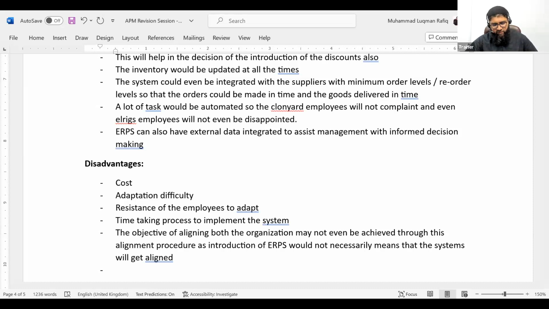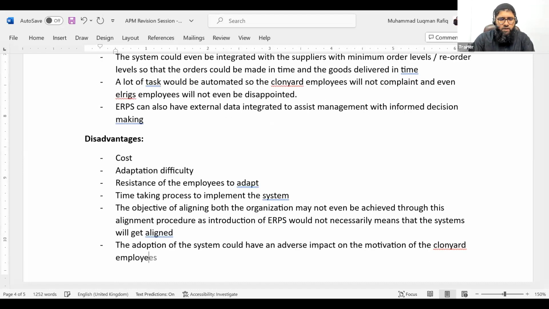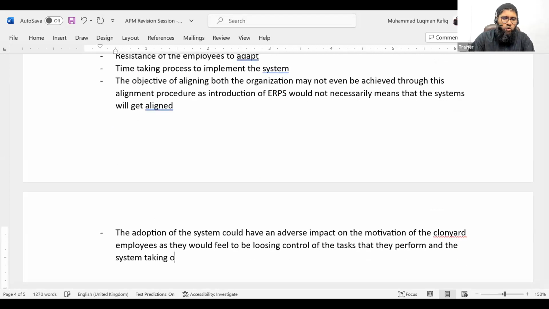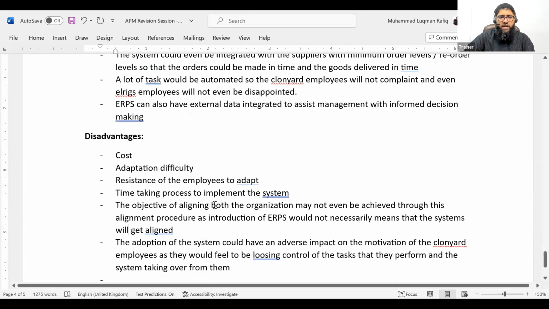What else could be the disadvantages? Okay, the adoption of the system could have an adverse impact on the motivation of the Clone Yard employees, as they would feel they are losing control of the tasks that they perform, with the system taking over from them. So this could also be the case. These employees can have this issue.